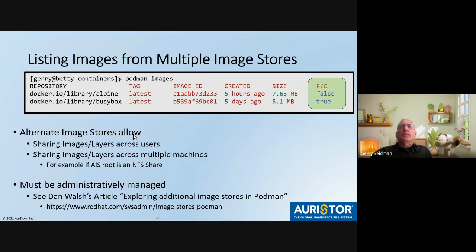Okay. So what's the value proposition of this? You get to share read-only layers across multiple users. For example, if these alternate image stores are on a single box, as you know, in rootless Podman every user has their own directory structure corresponding to storage. This would allow you to have a single place, rather than having every user on a machine downloading the image. They can get it from a shared place.